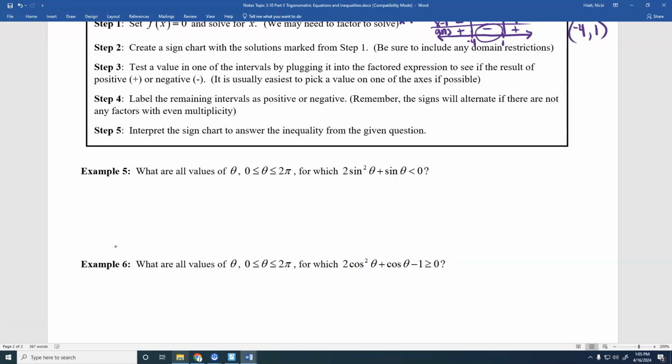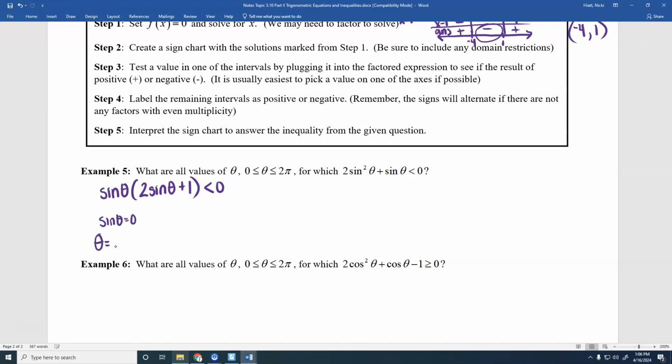Okay, so we still want to move everything to one side. We want to factor, right? What would I do to factor 2 sine squared theta plus sine theta? Pull out the sine. So I'd have sine of theta times 2 sine of theta plus 1 is less than 0. And then for your test points, not for your answer, but your test points, you would need to set each one of those equal to 0.